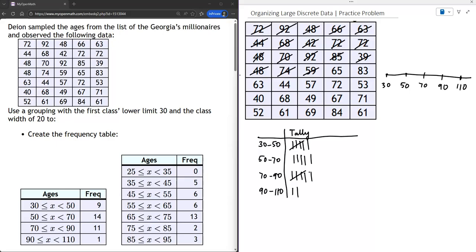Oops, double counted. So 59 goes there, 65 goes here, 83 goes here, 63 goes here, 44.